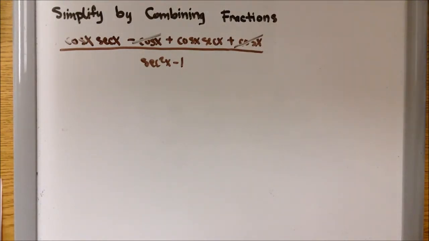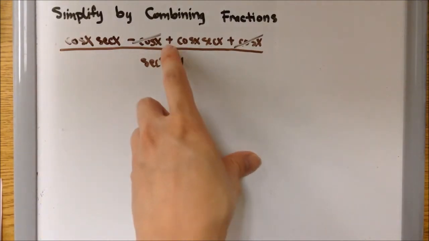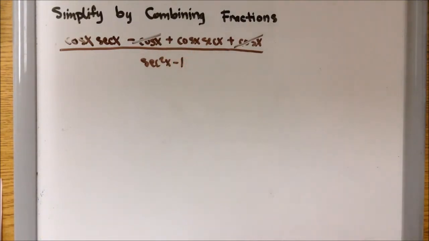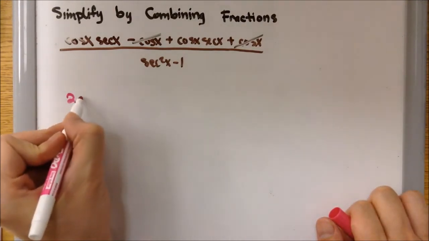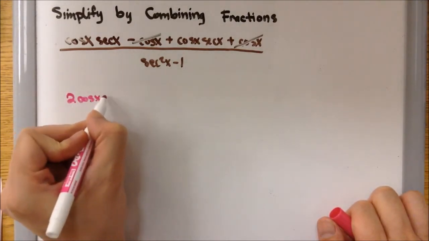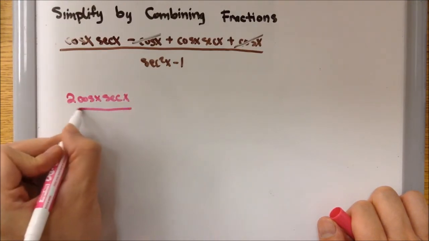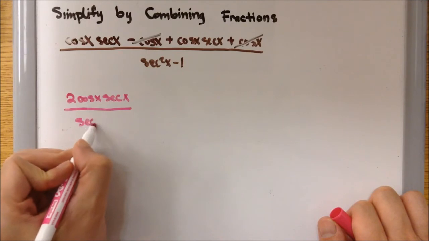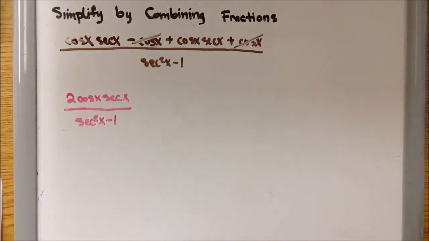And then cosine of x secant of x is positive, plus cosine of x secant of x, that would be 2 cosine of x secant of x. So I'm going to write it as 2 cosine of x secant of x over secant square x minus 1.